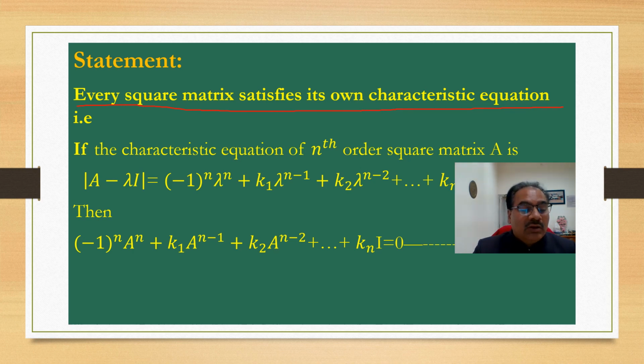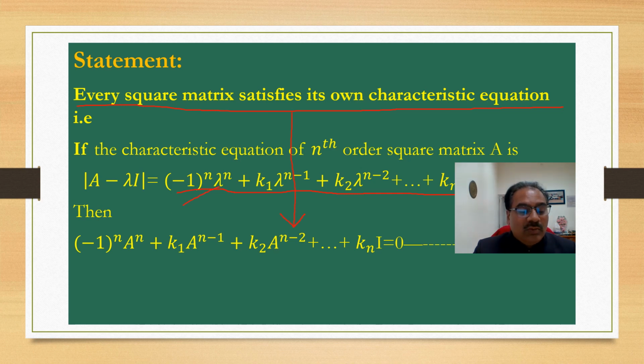It means what? You know the characteristic equation of an nth order square matrix A may be written as determinant of A minus lambda I, which is (minus 1) power n lambda power n plus k1 lambda power n minus 1 plus k2 lambda power n minus 2 up to kn is equal to 0. Of course, we have already discussed this in the previous PPT, and if you are a beginner you can view that PPT again, which is on eigenvalues and eigenvectors. So lambda is the eigenvalue, and according to this theorem, the matrix satisfies its own characteristic equation.